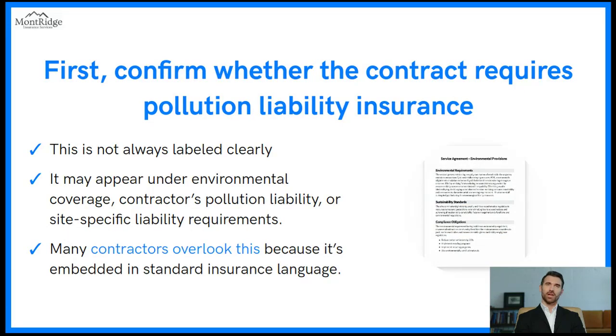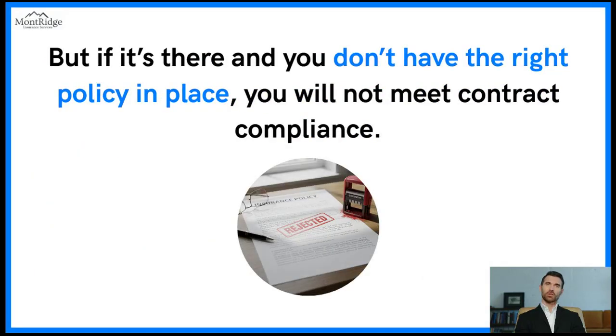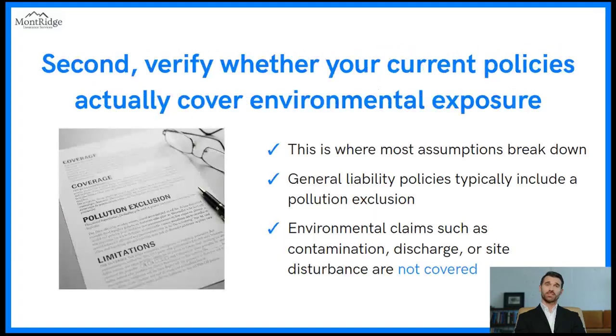First, confirm whether the contract requires pollution liability insurance. This is not always labeled clearly. It may appear under environmental coverage, contractor's pollution liability, or site-specific liability requirements. Many contractors overlook this because it's embedded in standard insurance language. But if it's there and you don't have the right policy in place, you will not meet contract compliance.